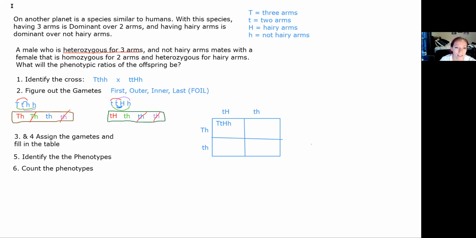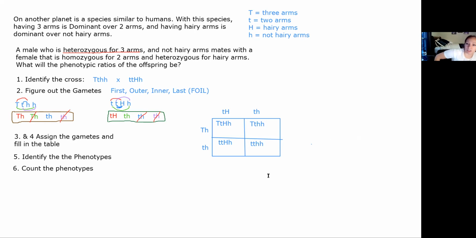So the capital T comes before the lowercase, the capital H comes before the lowercase. I'm going to fill this in quickly. Capital T, lowercase h, lowercase h. This one would be lowercase t, capital H, lowercase h. And then this one would end up being lowercase t, lowercase h, lowercase h.